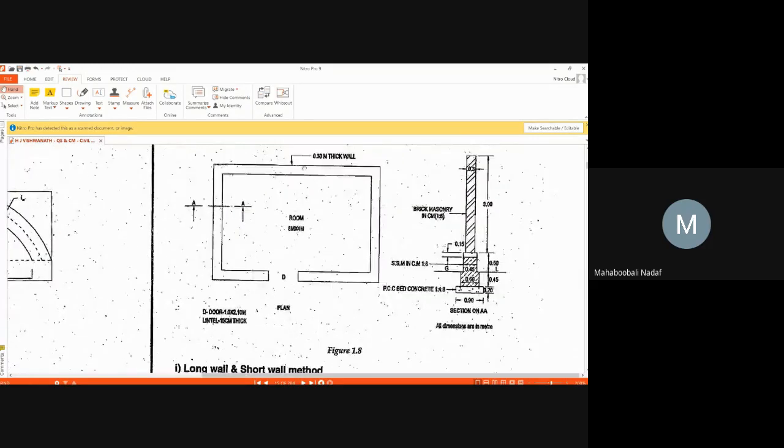In this problem, the width of all the walls is constant. When you take a bigger building, there might be partition walls, there might be different wall thicknesses. You can easily calculate that one. Now going to the next step.